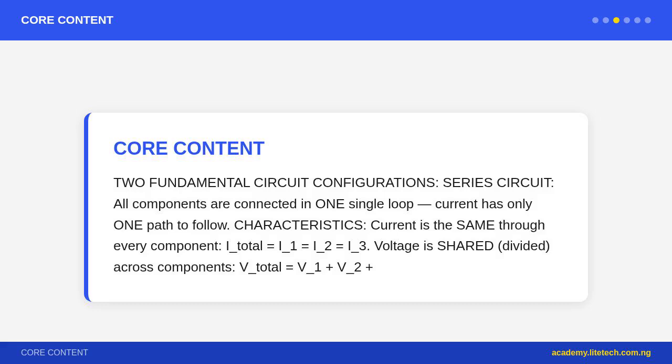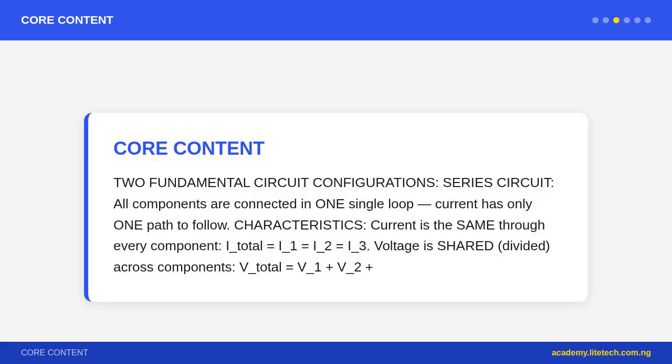Voltage is shared, divided, across components. V_total equals V_1 plus V_2 plus V_3. Total resistance increases. R_total equals R_1 plus R_2 plus R_3. If one component fails, a bulb blows, the whole circuit goes dead, current stops everywhere. Example: old Christmas tree lights, one fails, all go out; a simple torch with battery, switch, bulb, back to battery.